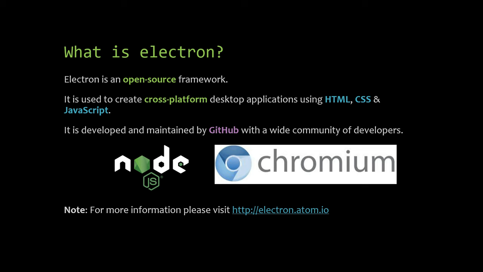Electron is used to create cross-platform desktop applications. Cross-platform means the application built with Electron can run on any operating system like Windows, Mac, Linux. This application can also be deployed to Windows Store and Mac Store. Also, these applications can run on devices like Raspberry Pi.